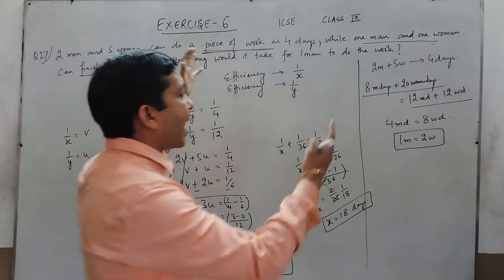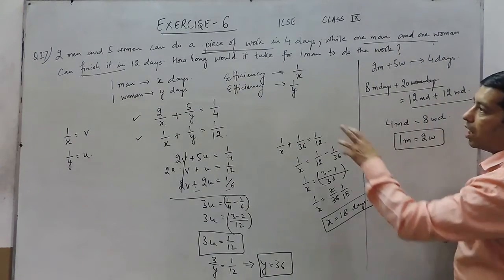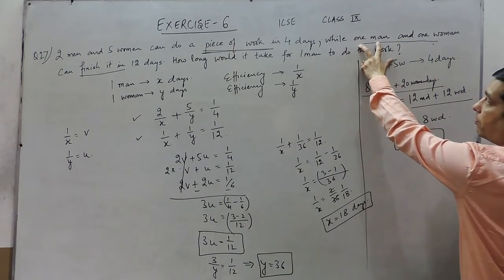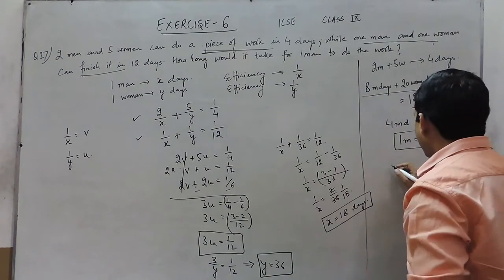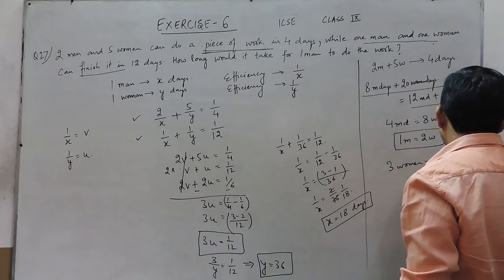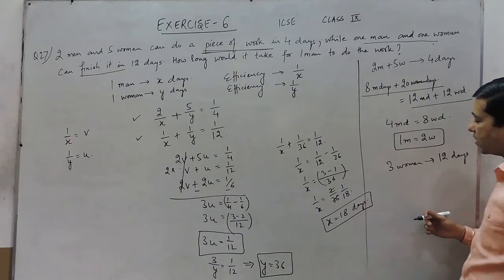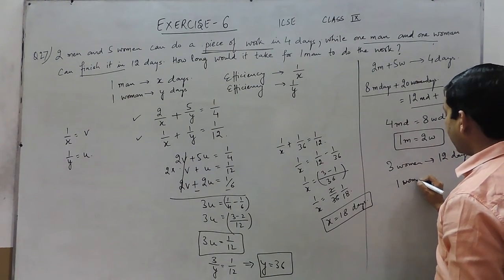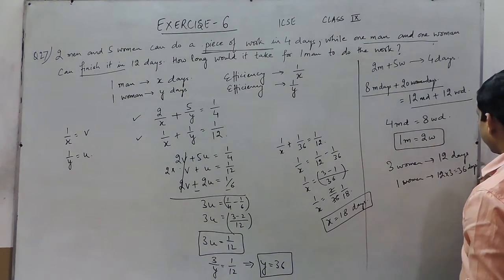Now, suppose we know that 1 man and 1 woman can complete a work in 12 days. Instead of 1 man, I take 2 women out here. So 2 women and 1 woman, the total combined comes to 3 women. So 3 women can complete the work in 12 days. Now, it has become a very simple question of unitary method, that 3 women can complete a work in 12 days. So 1 woman will complete the work in 12 into 3, that is 36 days.